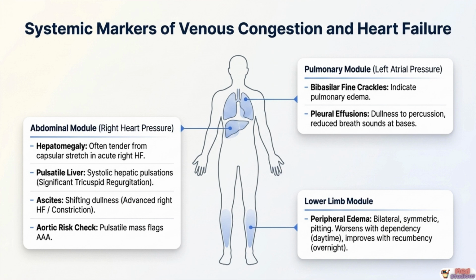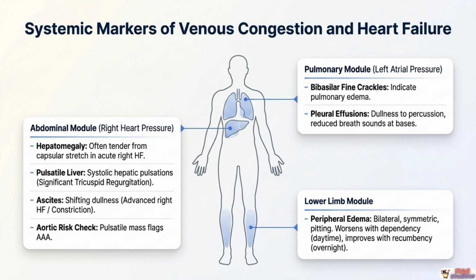The abdominal module, reflecting elevated right heart pressure, includes hepatomegaly, often tender from capsular stretch in acute right heart failure, a pulsatile liver, indicating significant tricuspid regurgitation, ascites from shifting dullness in advanced right heart failure or constriction, and an essential aortic risk check, since a pulsatile abdominal mass flags a potential abdominal aortic aneurysm.